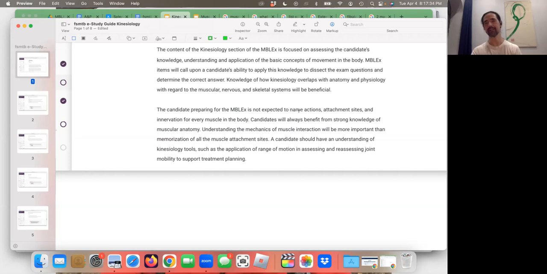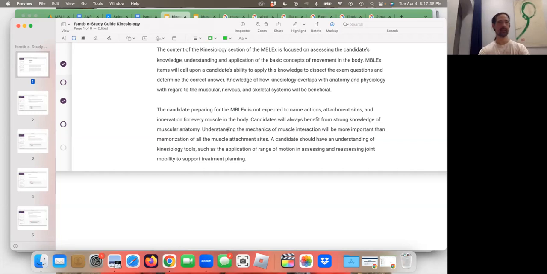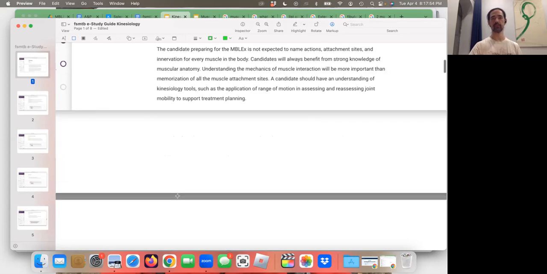It says not expected to name actions, attachment sites, and innervation for every muscle in the body. Candidates always benefit from a strong knowledge of muscular anatomy. Understanding mechanics of muscle interaction will be more important than memorization of all muscle attachments. Candidates should have an understanding of kinesiology tools like the application of range of motion and assessing and reassessing joint mobility. I haven't taken you guys through joint mobility. I should do that next week for you.